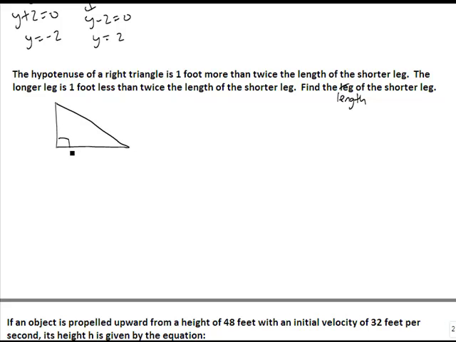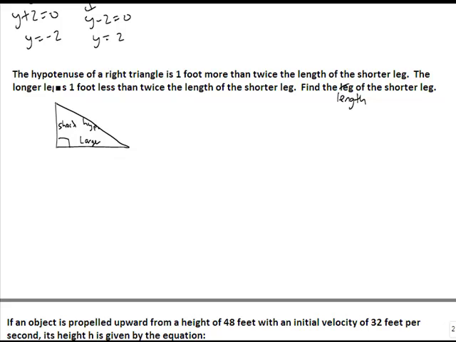And in our right triangle, remember the hypotenuse is always the side that is directly opposite your right angle, and it's always going to be the longest side of your right triangle. So we have the hypotenuse over here, then we have a shorter leg and a longer leg. It doesn't really matter which one is which, but I'll just label them like this: hypotenuse over here, short leg over here, longer leg over here.